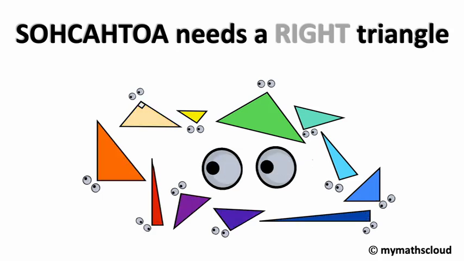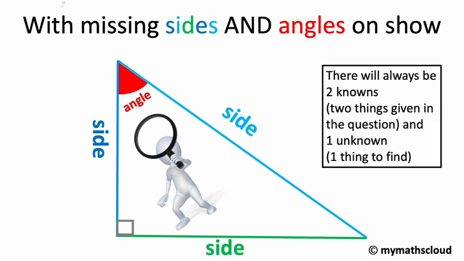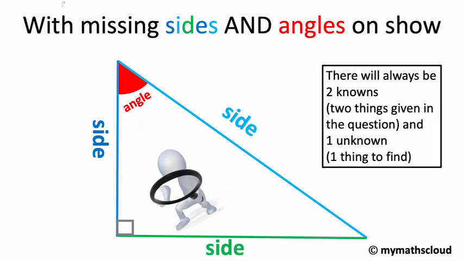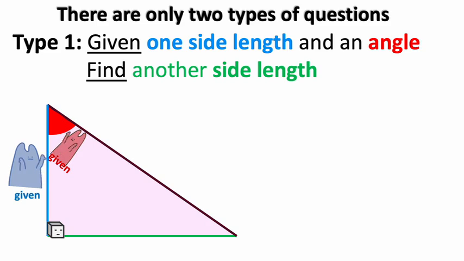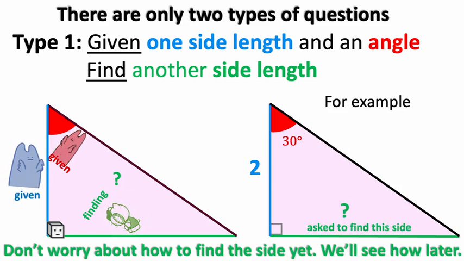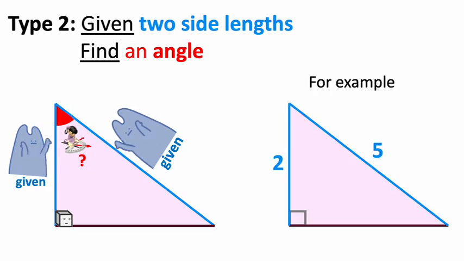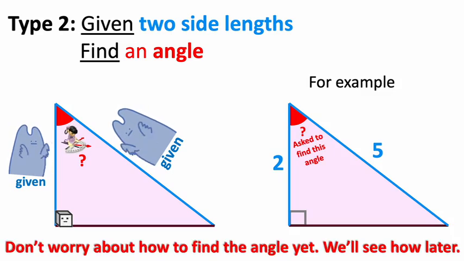We need a right triangle with missing sides and angles on show. SOHCAHTOA tells us where to go, only two types of questions to know. Easier to spot as your trick skills grow. Given a side and an angle, find a side, hello. Or given two sides, find an angle, harder to know. You'll soon see how to do it like a pro.